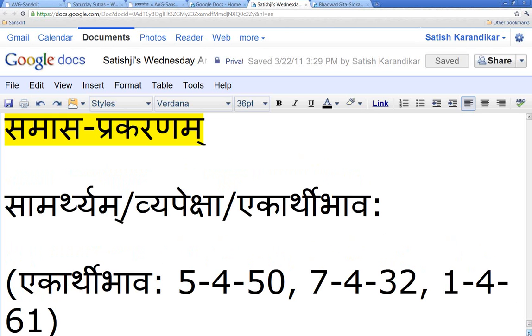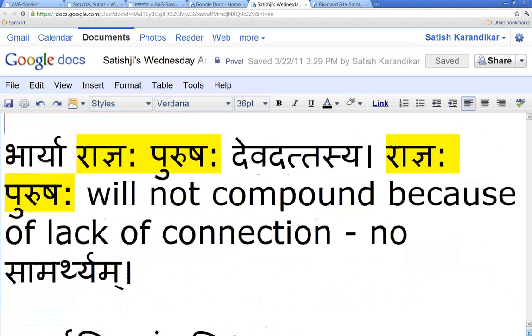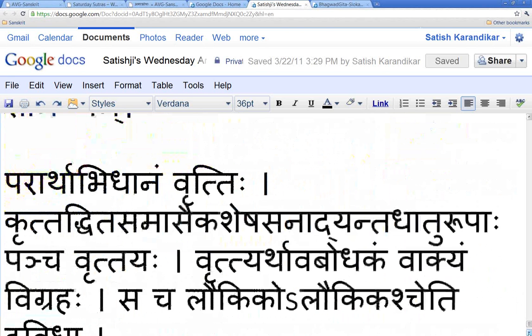So Samarthyam, Vyapeksha and Ekarthi Bhavaha. I think those are kind of obvious, but technically we have to keep those in mind. Then we talked about the five kinds of vrittis: Krit, Taddhita, Samasa, Ekashesha, Sanadyanta Dhatu Rupaha, Pancha Vrittayaha. Sanadyanta Dhatu, we've been seeing for the last few lessons. Krit Pratyaya we've seen earlier, and Taddhita also. Now we're seeing Samasa. Ekashesha is a special case where only one of them remains, so technically that's not a compound. We listed it separately, like Pitarau.